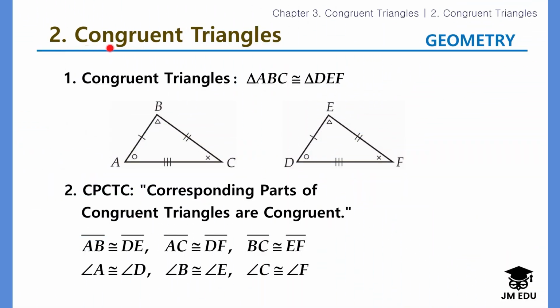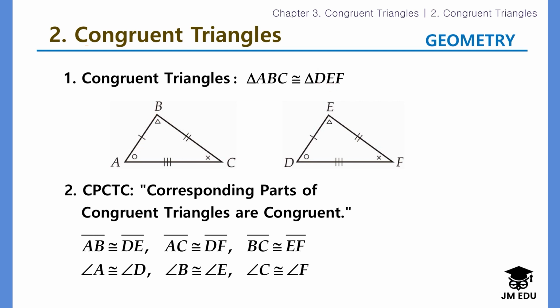Number 2, congruent triangles. If two triangles are congruent, all the corresponding pairs of sides and angles are equal. So let's say triangle ABC is congruent to triangle DEF. Then angle A is equal to angle D, angle B is equal to angle E, and angle C is equal to angle F. And also the corresponding sides, side AB is equal to side DE.